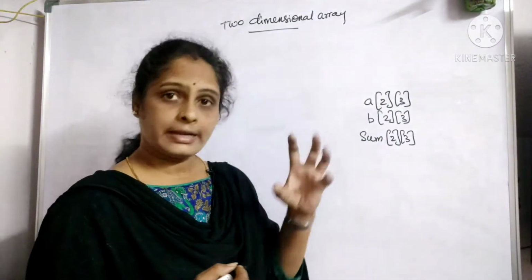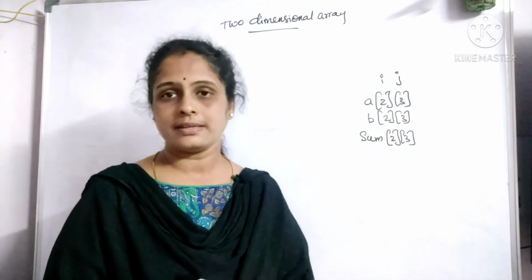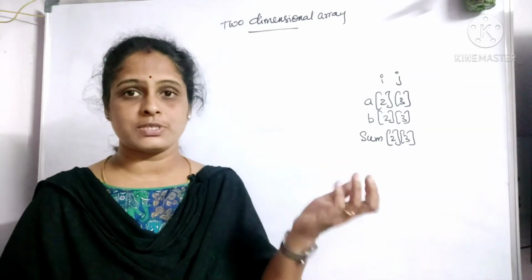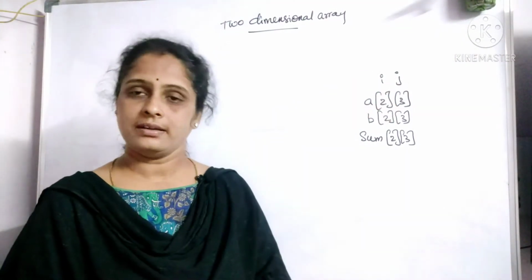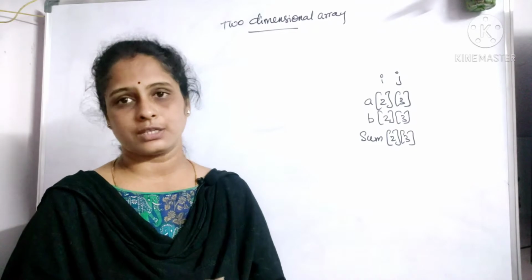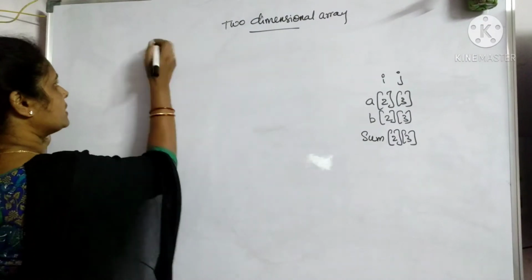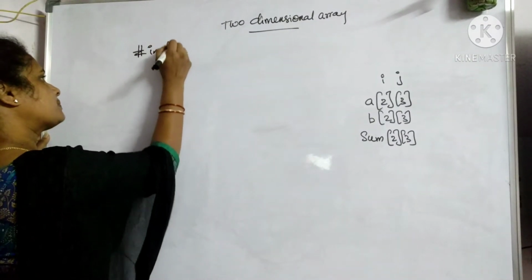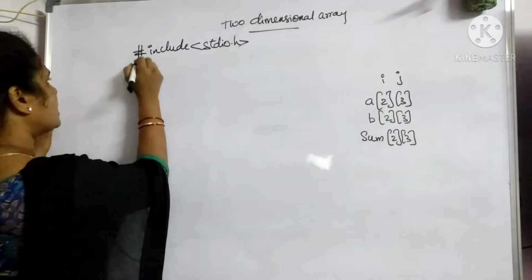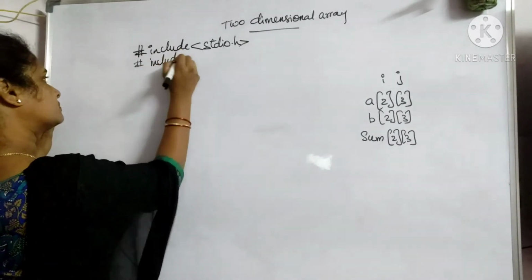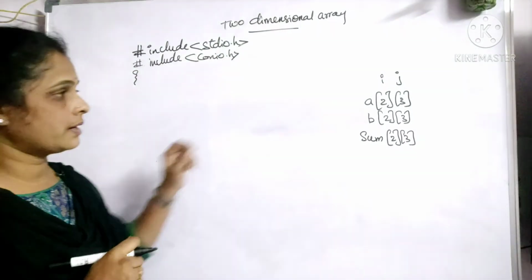Now let me take the row counter as i and the column counter as j. That is, I need counter variables which start from the 0th position till the count I have taken. First of all we'll accept the elements into the first array, that is A, and we'll see further. To start the program, we'll use #include stdio.h, then conio.h. Here starts the declaration.